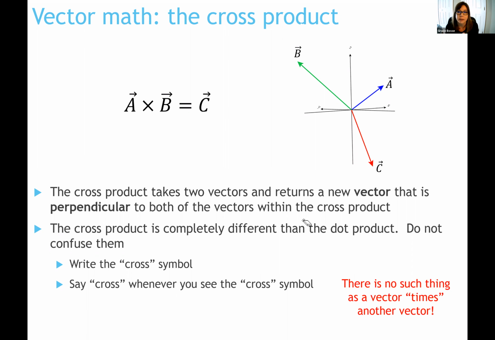That's scalar math. That's the math you've been doing your whole life. You must be very specific when you are talking about some kind of vector multiplication. You need to say the dot product if you are referring to the dot product, or you need to say the cross product when you are referring to a cross product. Be very careful because these operations are completely different.